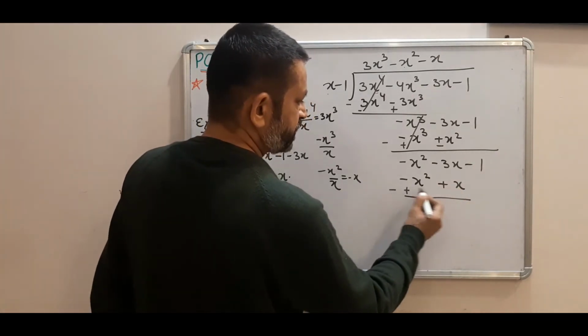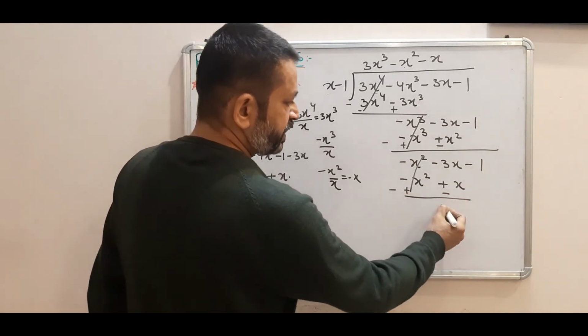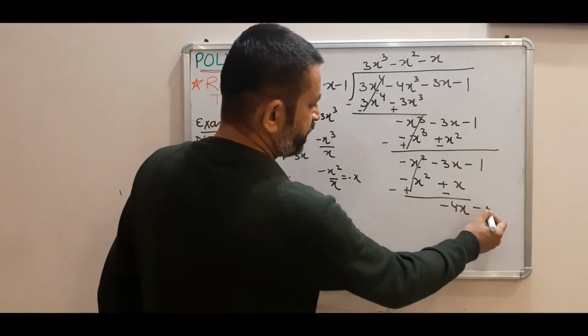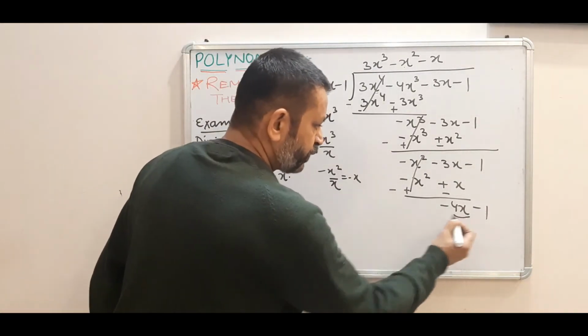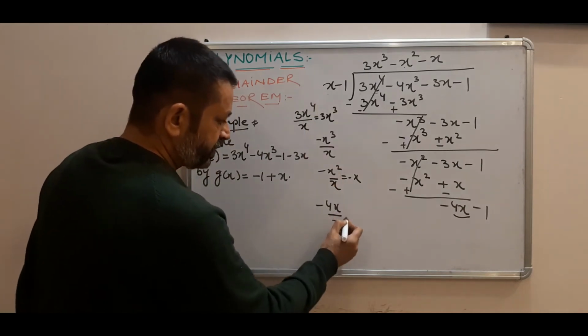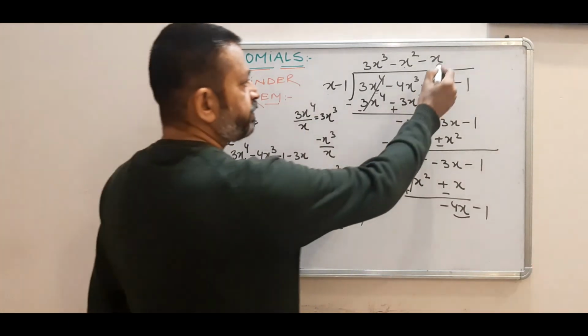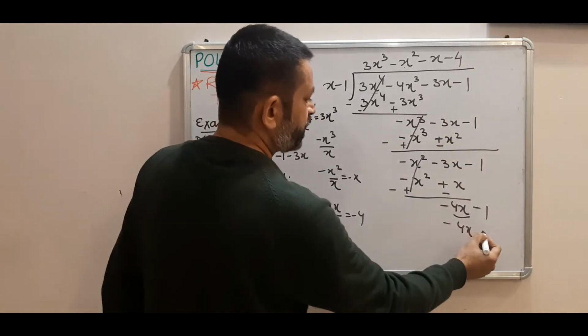Subtract again, this sign will change. This will be cancelled out. Minus 3x minus x is minus 4x minus 1. Now finally we have this minus 4x and the divisor is x. So it will give you minus 4. So now we'll multiply by minus 4, which will give you minus 4x and plus 4.